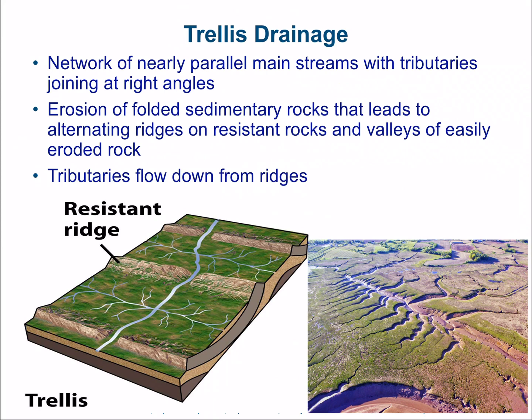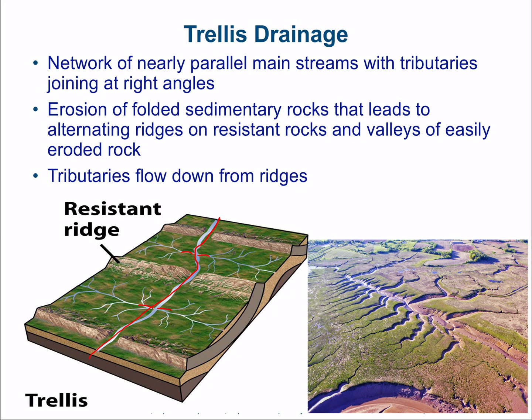A trellis drainage pattern is going to happen when you have a parallel main stream and you have tributaries branching off of that main stream. The trellis pattern will happen when you have alternating ridges of resistant rock and valleys of easily eroded rock. Notice your main stream goes through the easily eroded areas as well as your resistant rock. Your trellis pattern only develops in your easily eroded areas. So it resembles a trellis that you might put in your garden for a vine to grow on.